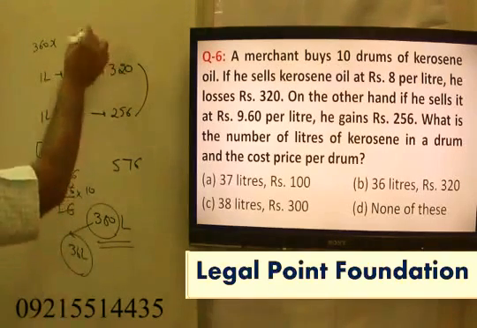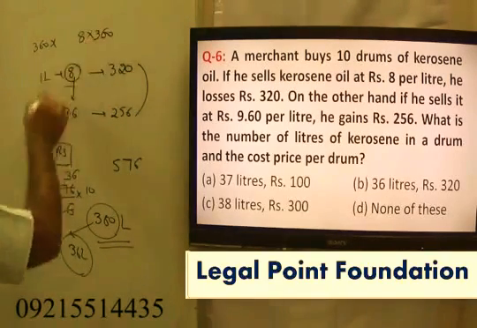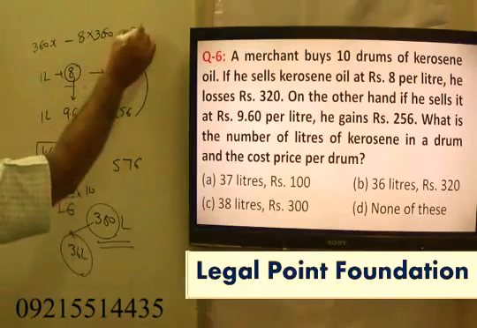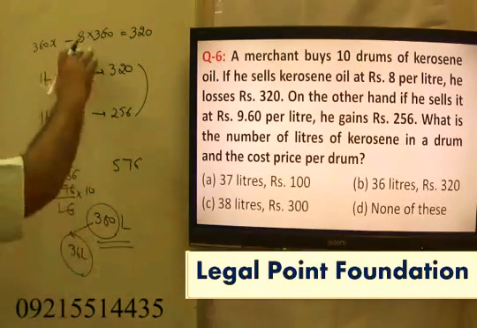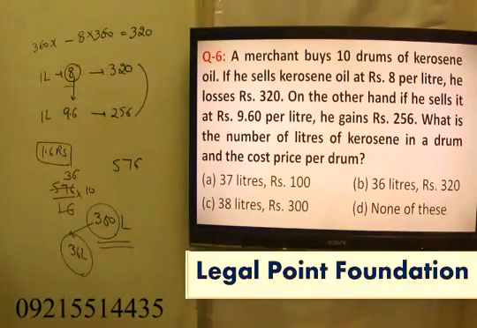Sorry, it would be 8 into 360 because the total quantity was 360 and my loss is equal to 320, because we know that loss is always equal to cost price minus selling price. From here you can find x. Multiply it, go there and you are in a position to get your answer. X means the cost price of each drum. Okay, that becomes your answer.